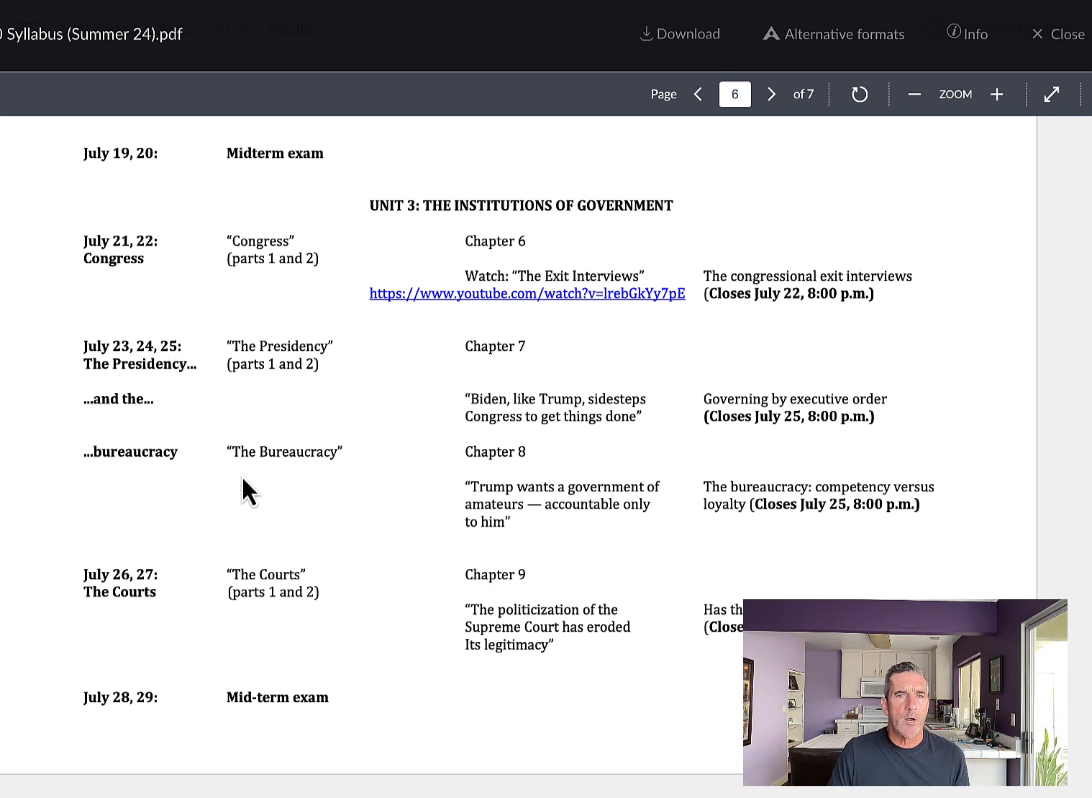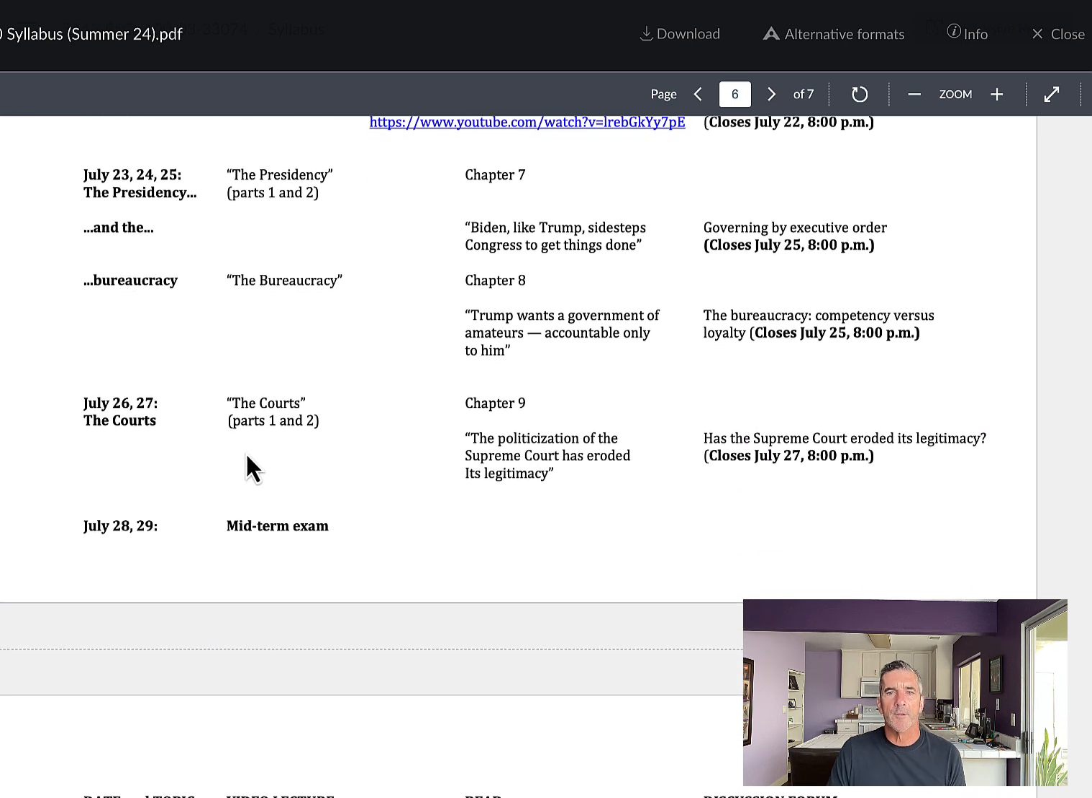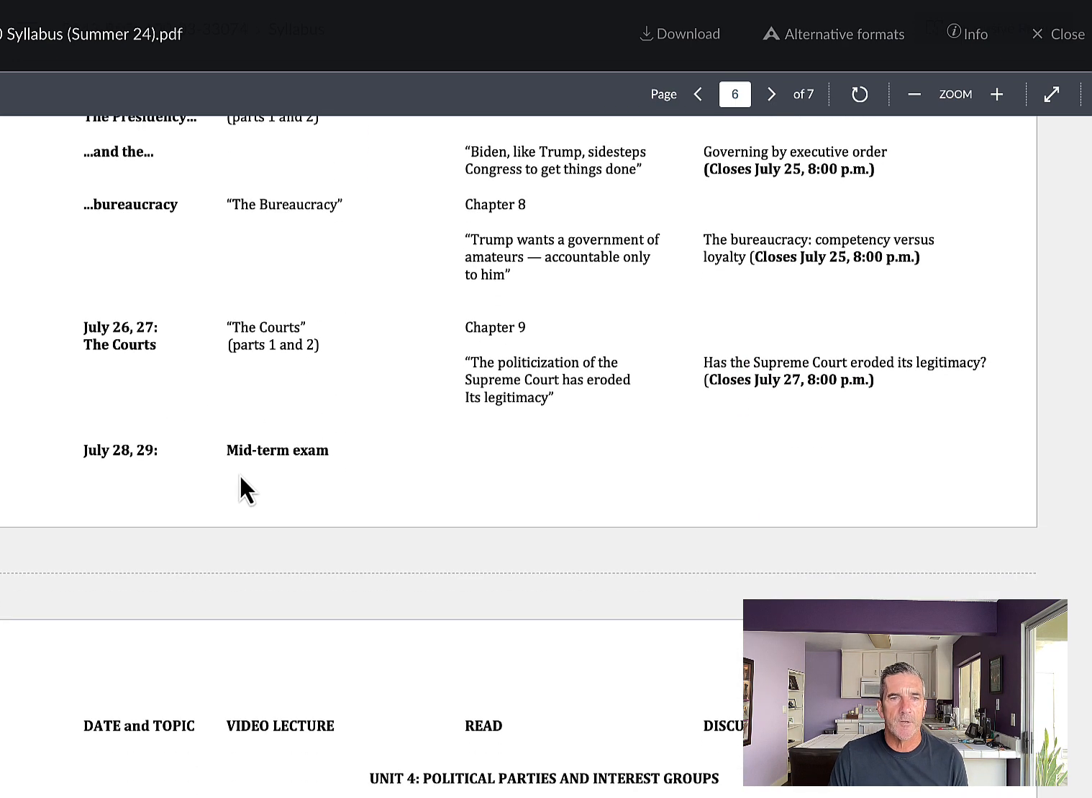The presidency and the bureaucracy, this is the only time we're going to cover 2 topics in 3 days instead of 2 days each. And that's because this is really one thing. This is the executive branch of government. We tend to separate it out between the presidency and the bureaucracy, but they're all the executive branch. So we will have, again, 2 chapters, lecture videos, 2 readings, 2 forums for that stuff. Then we'll have a couple of days on the courts, and then the second midterm exam, July 28th and 29th.